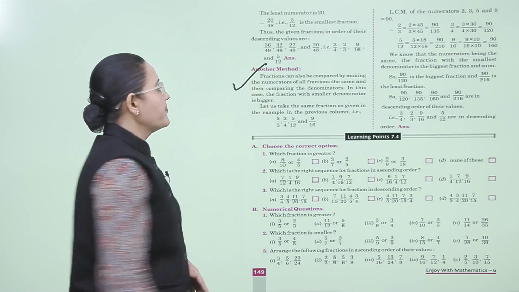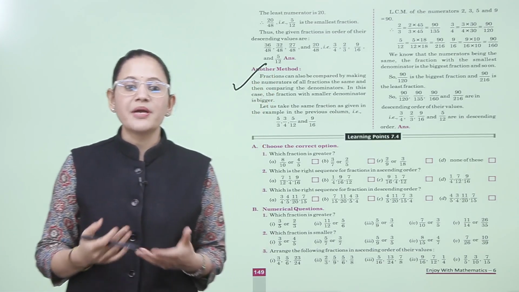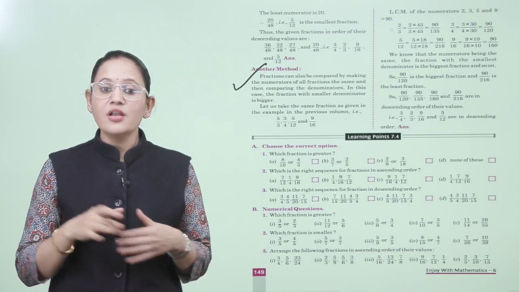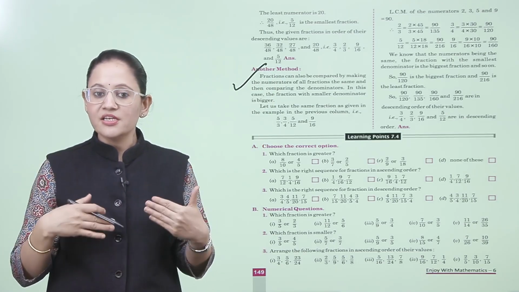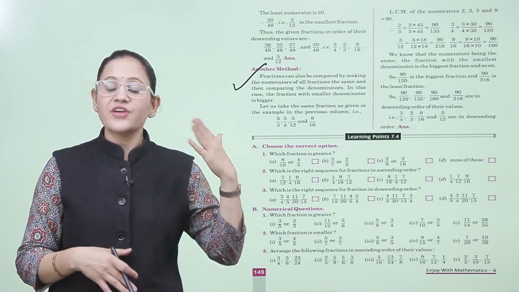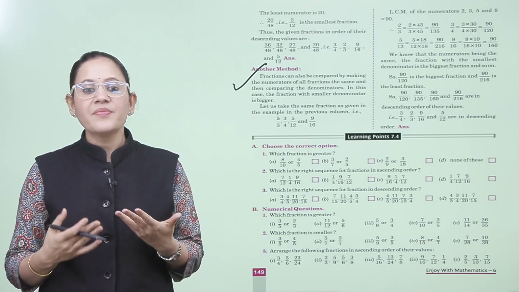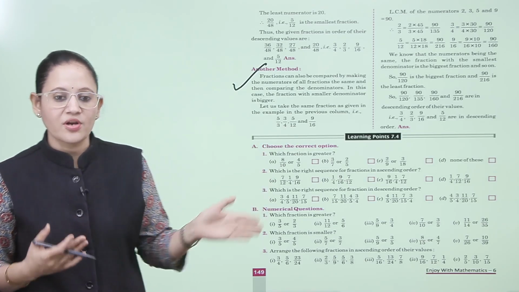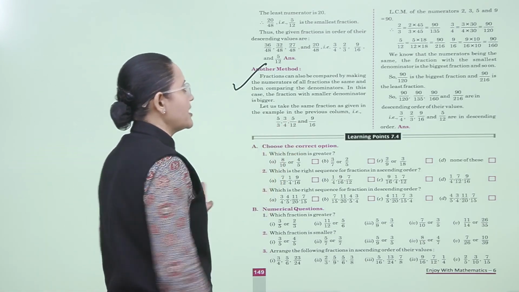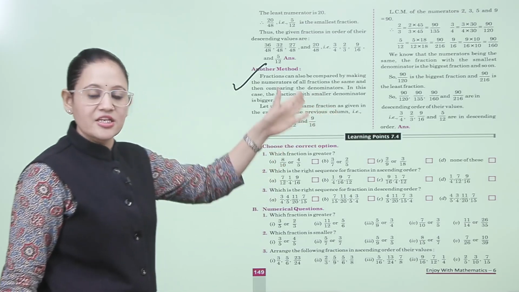Another method, the fractions can also be compared by making the numerator of all fractions the same and then comparing the denominators. In this case, the fraction with the smaller denominator will be the bigger. Let us take the same fractions as given in the example in the previous column. Here we are making the numerator the same.